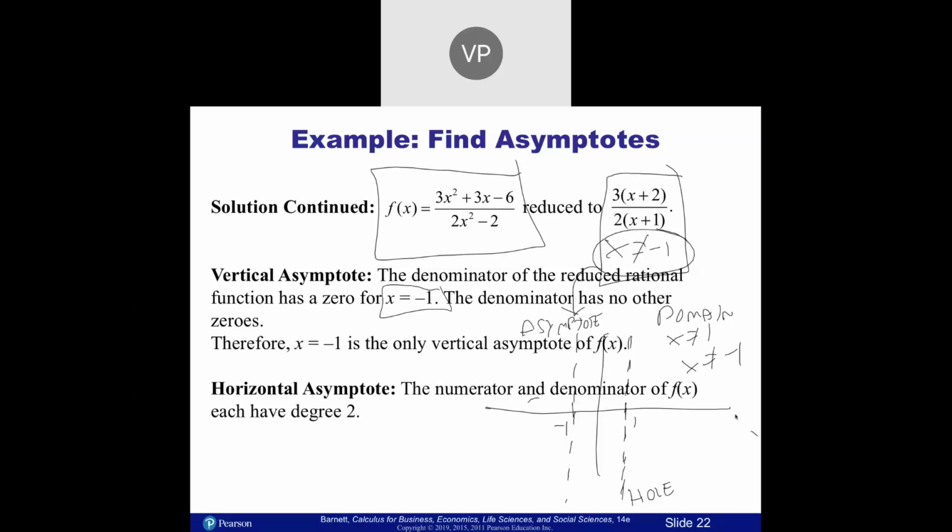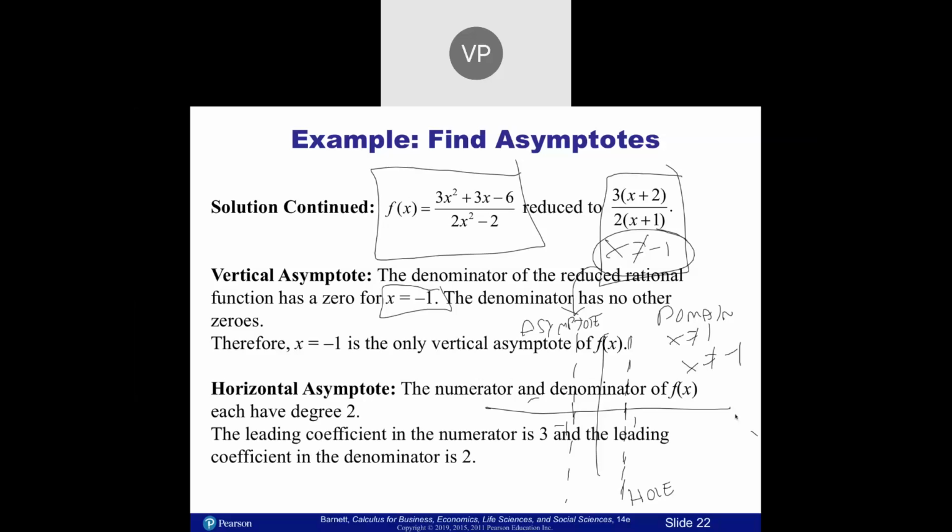All right, so the horizontal asymptote. The numerator and denominator both have a degree of 2. There's a shortcut here. If they have the same degree... remember we talked about that formula: if the bottom has a bigger degree than the top, then our horizontal asymptote is going to be y equals 0. Well, that's not the case here.